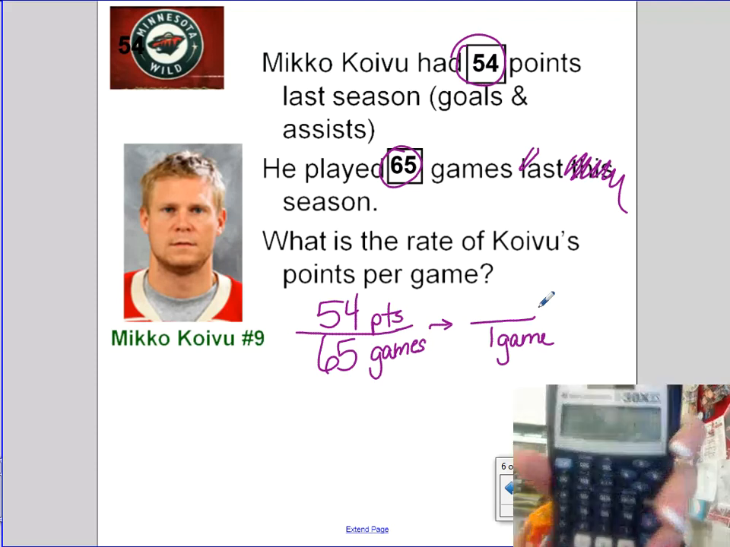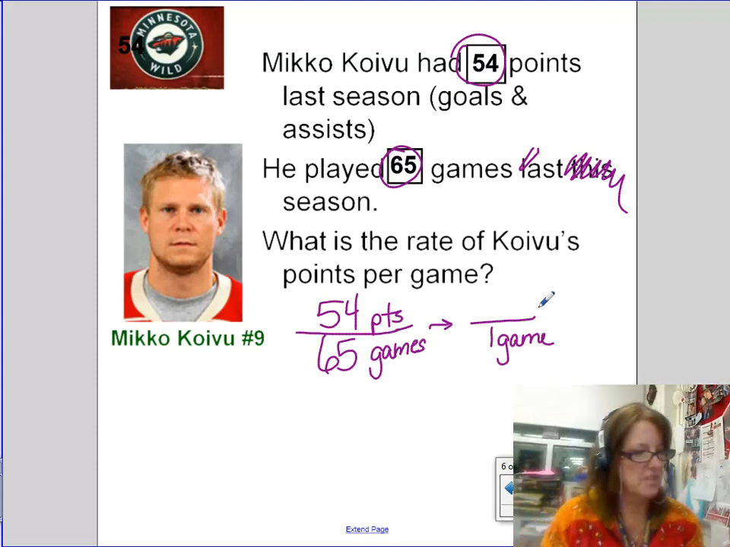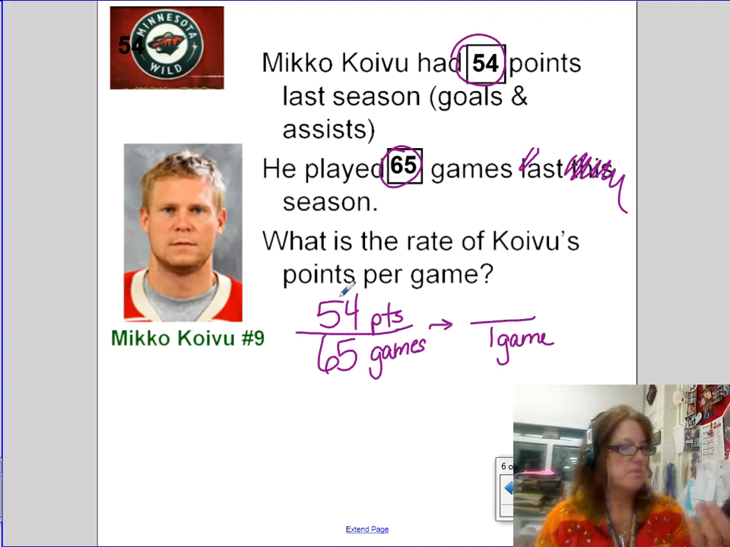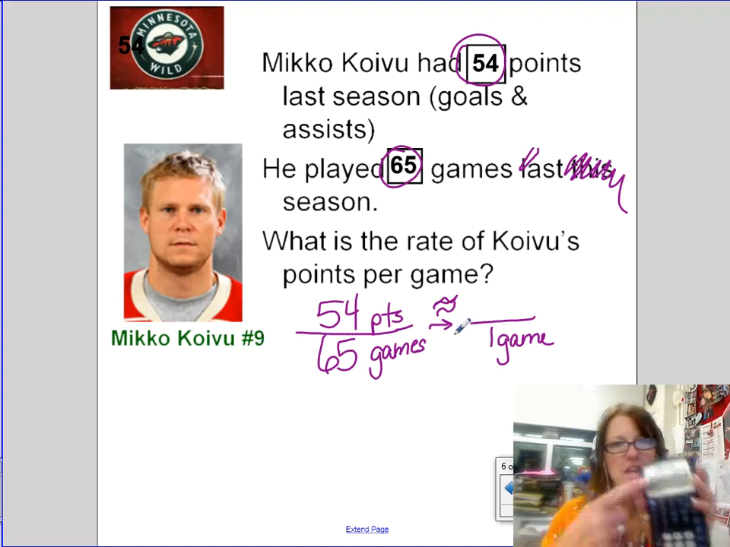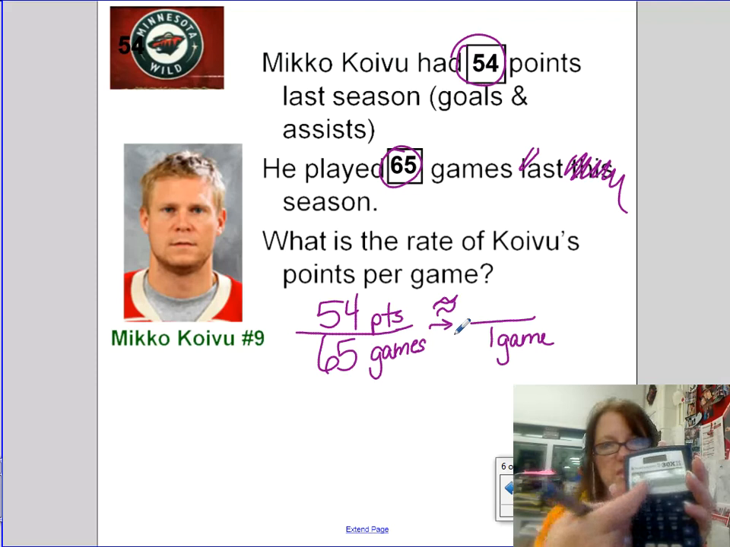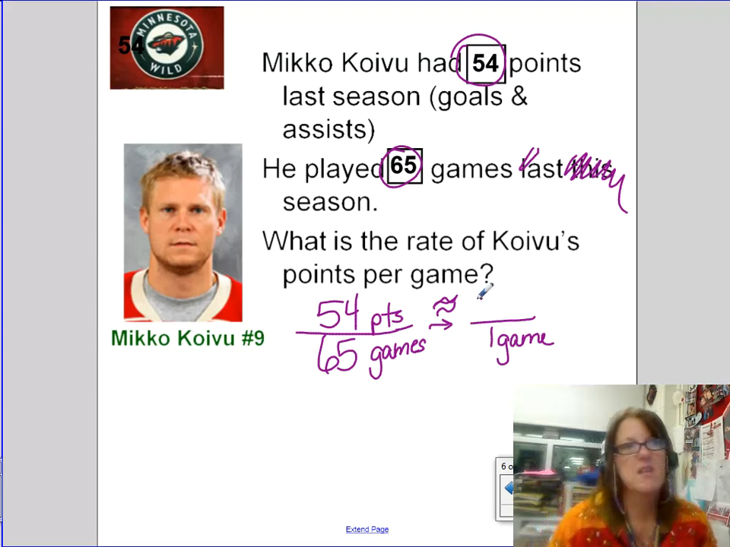And you get this decimal that goes on a long ways. It must be repeating somewhere, but I don't have enough digits in my display to tell exactly where. So here we go. Squiggly equal sign means approximately equal to. I'm going to have to round this off. Let's go to 2 decimal places, the hundredths place. This is about 0.83 or 83 hundredths of a goal per game.